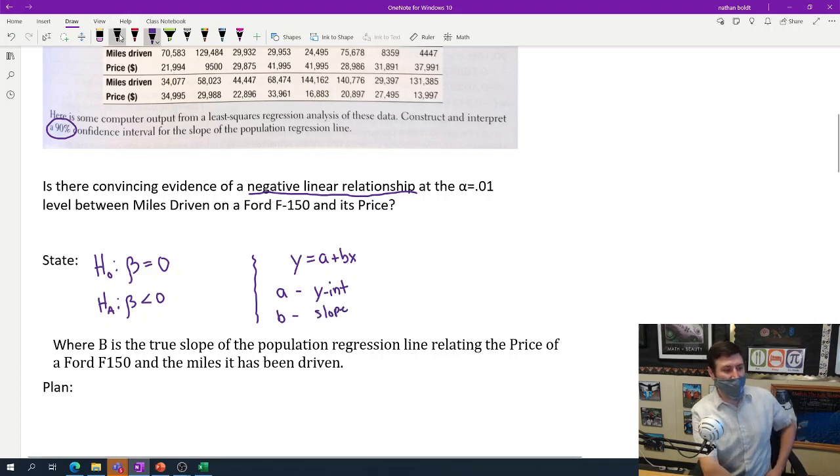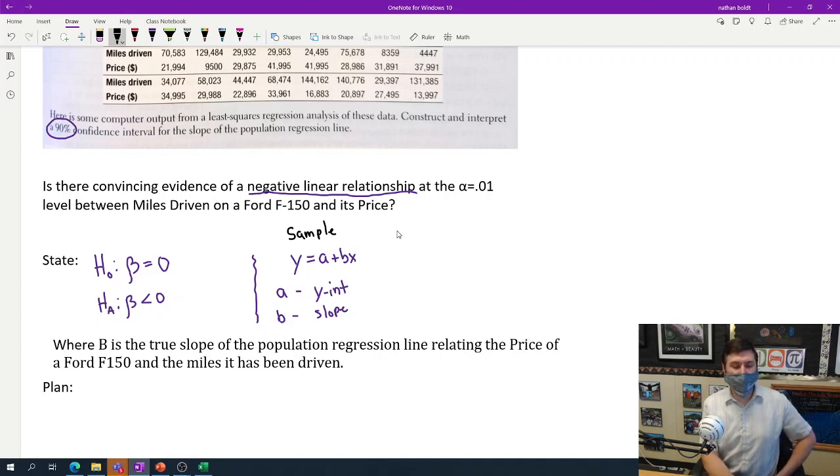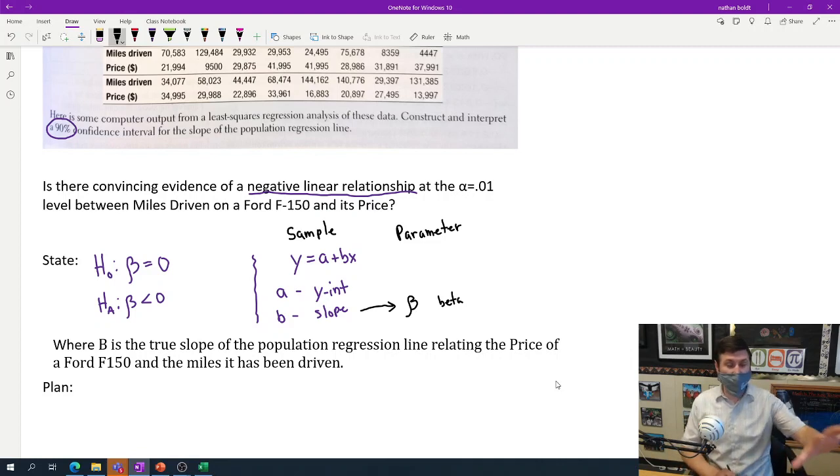But that is all from our sample, which is why it has English characters. If we're talking about the population, the parameters, that's when we use Greek, right? So for the slope, that's the one we're interested in. The slope, that's where we use the Greek letter B, that is beta. That's why it's the capital Greek B right there in our hypotheses.